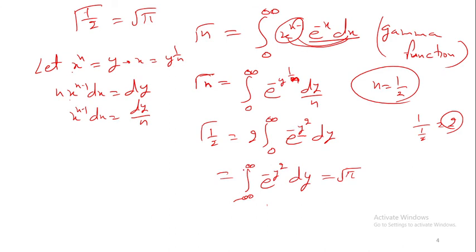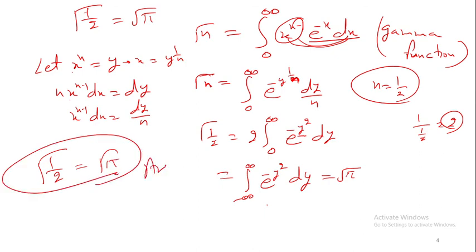So from this we generally get 1 upon 2 under root pi. This will be the proof.